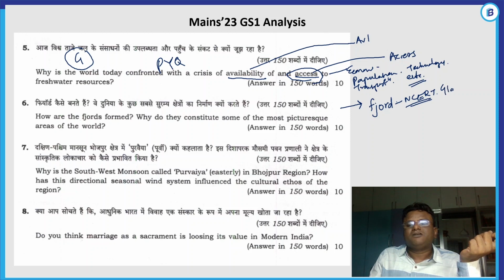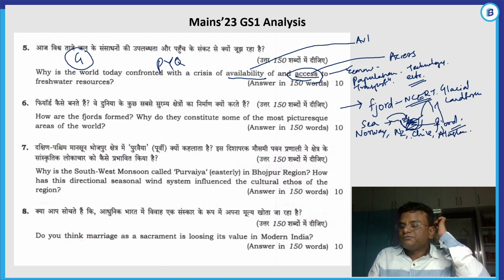This is a glacial landform. Near the sea, the glacier creates a trough like this when it flows through, and there are mountains here, right? And then ultimately the seawater comes and fills this up. So this landform is called a fjord. It is primarily found in Norway, New Zealand, Chile, Alaska, and Canada.